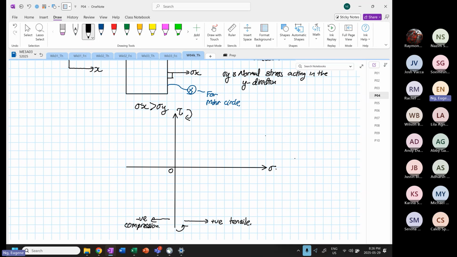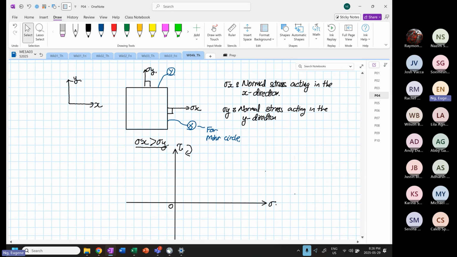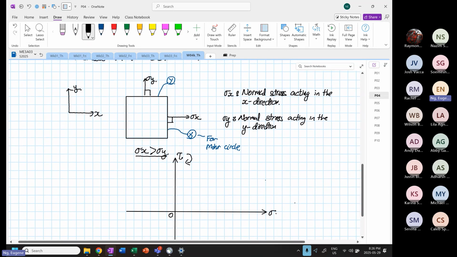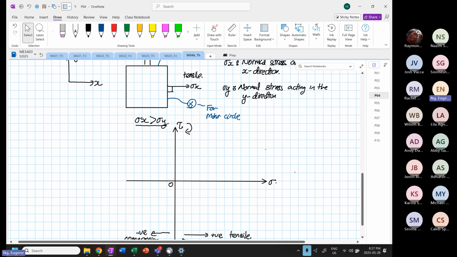Okay, so from here on this element that we just state that the normal stress X is greater than normal stress Y, and both are what? They are pointing away, right? So when they are pointing away, it is tensile, means it's stretching, and it's pointing up. Okay, this is also what? Tensile. Okay, so we declare that stress X is greater than stress Y.